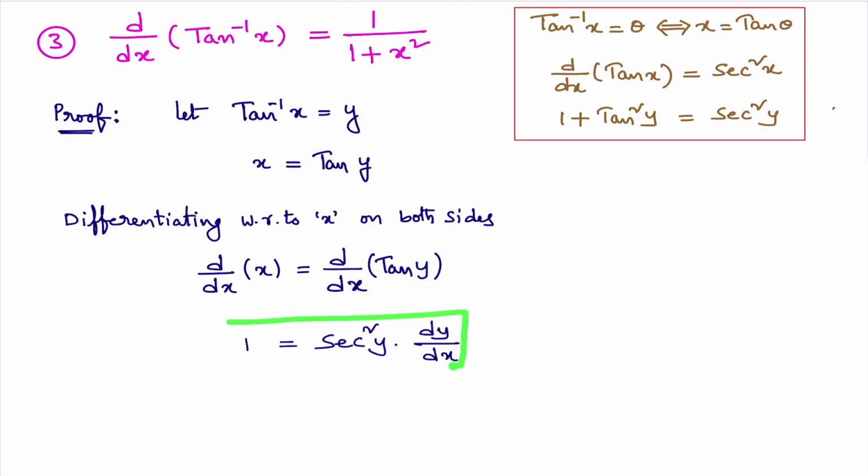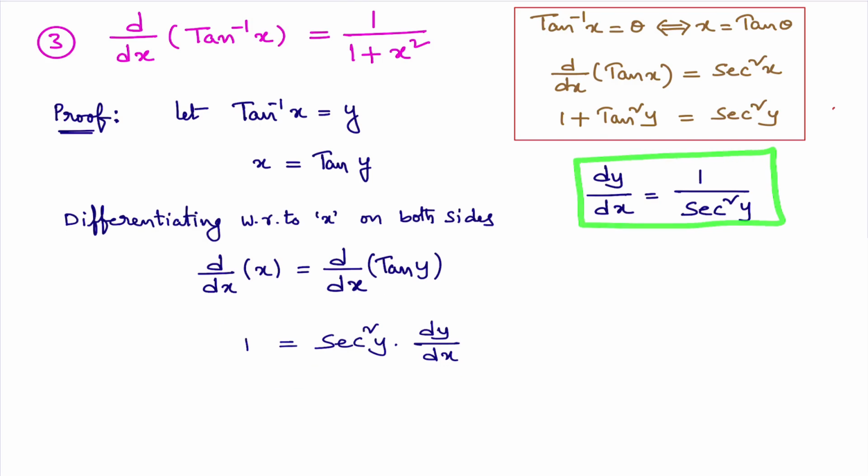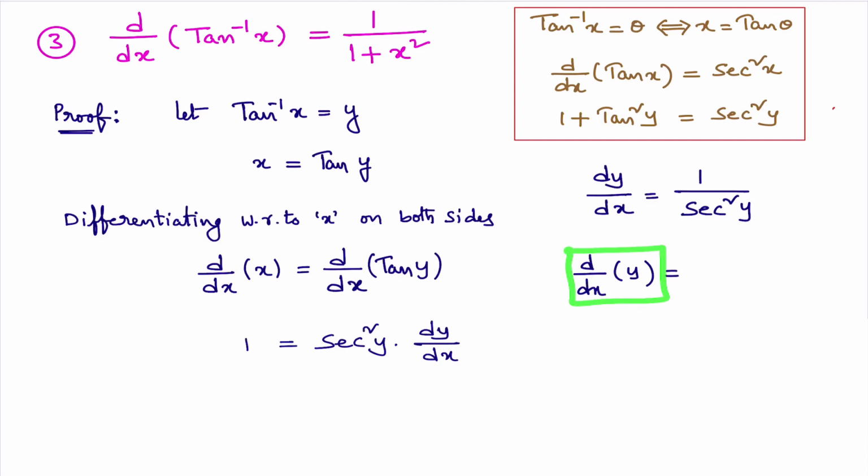You observe this equation. In this equation dy by dx is there. In the beginning also I said, as I considered this as y, d by dx of y is nothing but dy by dx. Now from this step, how to get dy by dx? You just take secant square y to the left hand side. You see, dy by dx equal to 1 divided by secant square y. I got this step from this. So dy by dx equal to 1 divided by secant square y. Dy by dx and d by dx of y are both the same. 1 divided by secant square y.